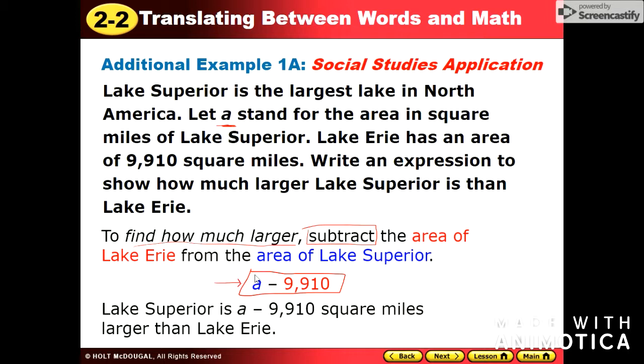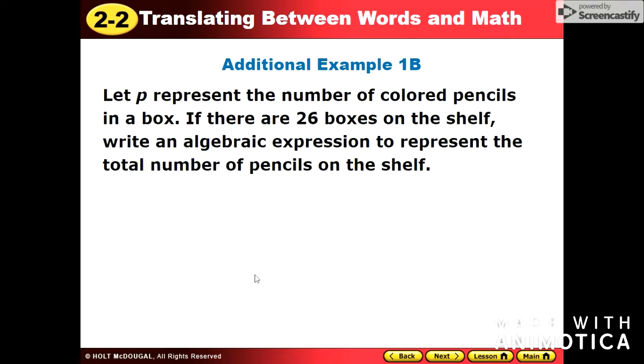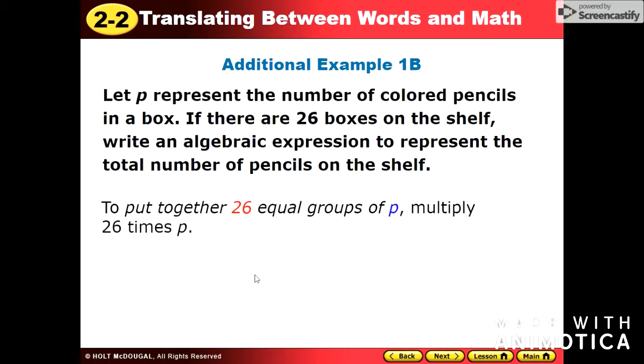Okay, go to the additional example for 1B. It says let P represent the number of colored pencils in a box. If there are 26 boxes on a shelf, write an algebraic expression to represent the total number of pencils on the shelf. Okay, so again here, pick out some of the keywords. To put together 26 equal groups of P, multiply 26 times P. Picking out those keywords.